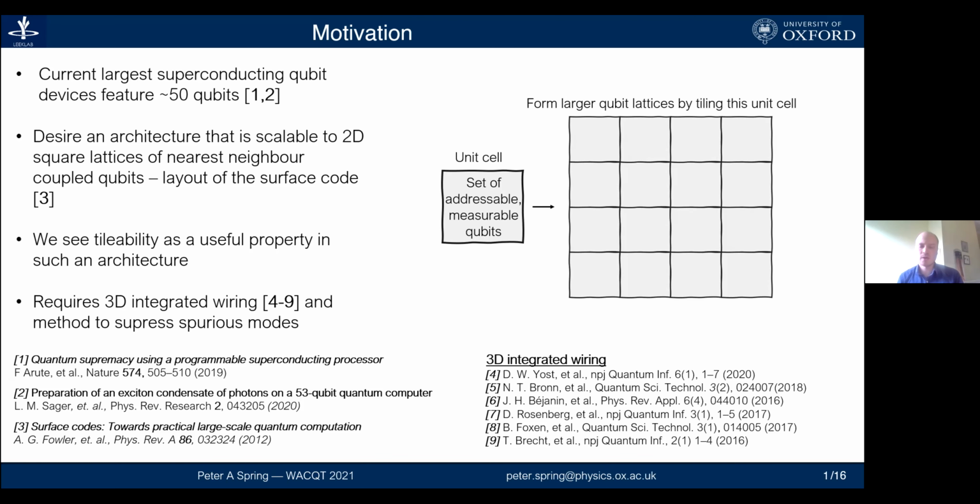So this is going to require some form of 3D integrated wiring. And I've just put a selection of references to papers that talk about 3D integrated wiring to just say that many groups are working on this and taking different approaches. And it's also going to need some methods of spurious mode suppression, which is something I'm going to talk more about.